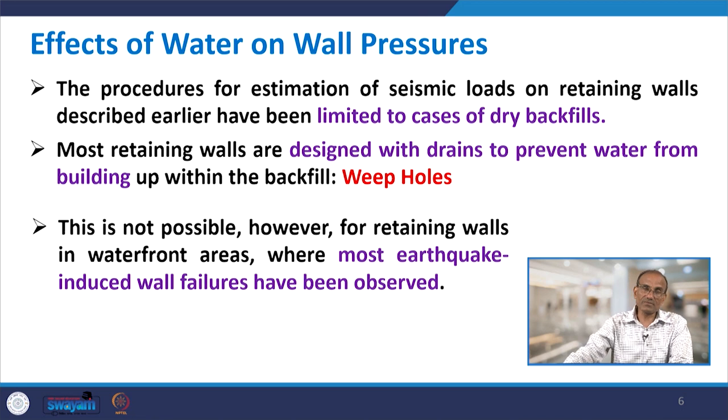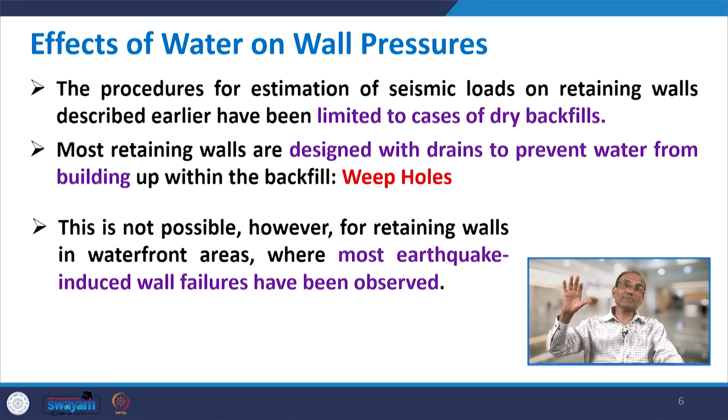Coming to the effects of water on wall pressures, the procedures for estimation of seismic load on retaining walls which have been described have been limited to cases of dry backfills. So whatever we have discussed so far, we assumed that the backfill was dry, but that is not the real scenario. In a real case, most of the retaining walls are designed with drains to prevent water from building up within the backfill. For example, weep holes are provided, and water is drained out of the backfill, then it's okay. But it is not always possible, and even if it is drained out, still there may be some water inside the backfill, and this has not been considered.